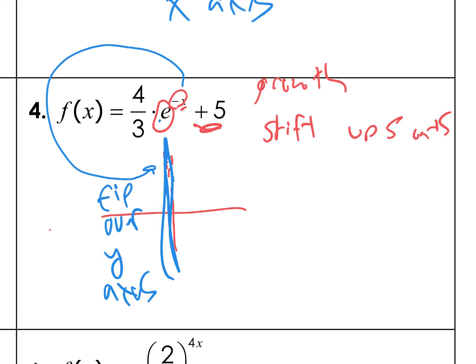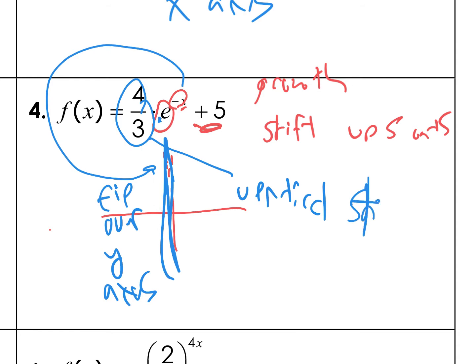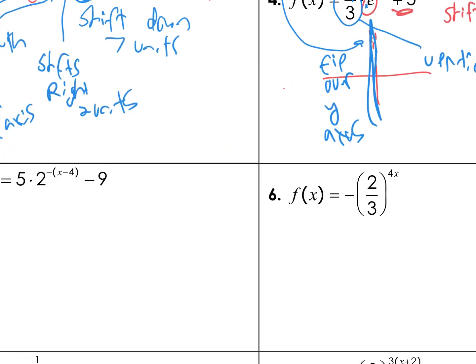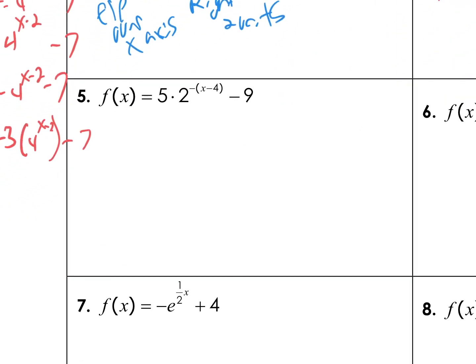Then there's a number in front of e. It's 4/3, and 4/3 is bigger than 1, so it's going to be a vertical stretch. Boy, they're getting really complicated here. Shift down 9 units.